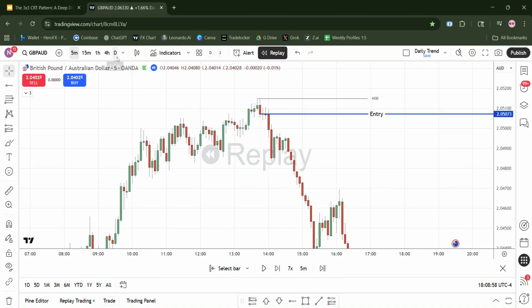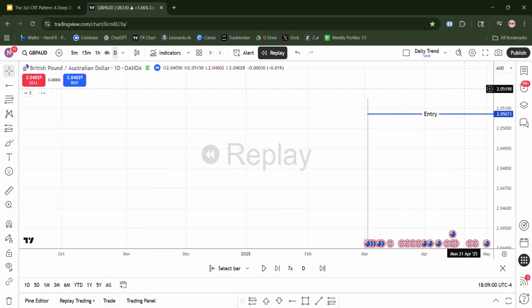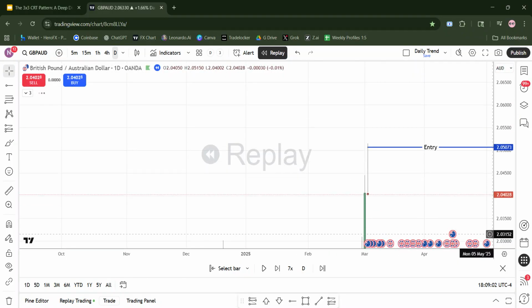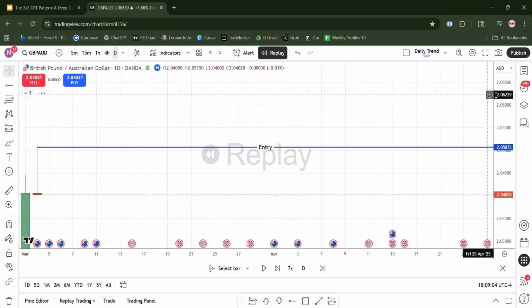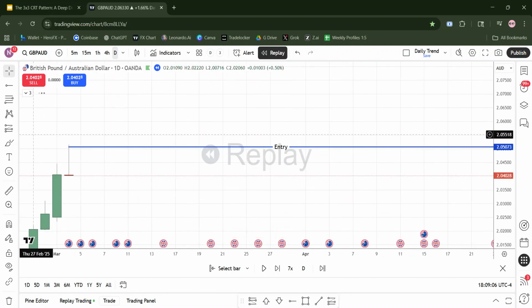And then I'm going to go back to the daily. You see how price closed all the way down there? Let's see how far it went.